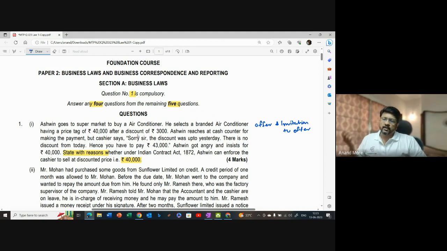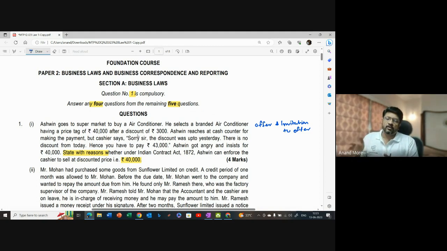So Mr. Ashwin, when he is carrying that particular commodity or those goods to the cash counter and asking the cashier for the purpose of getting the discount, he cannot specify that the cashier or the shop has already made an offer and Ashwin has accepted the same. In reality, Ashwin has made the offer and it is up to the shopkeeper, up to the cashier, to decide whether to accept Ashwin's offer or not.